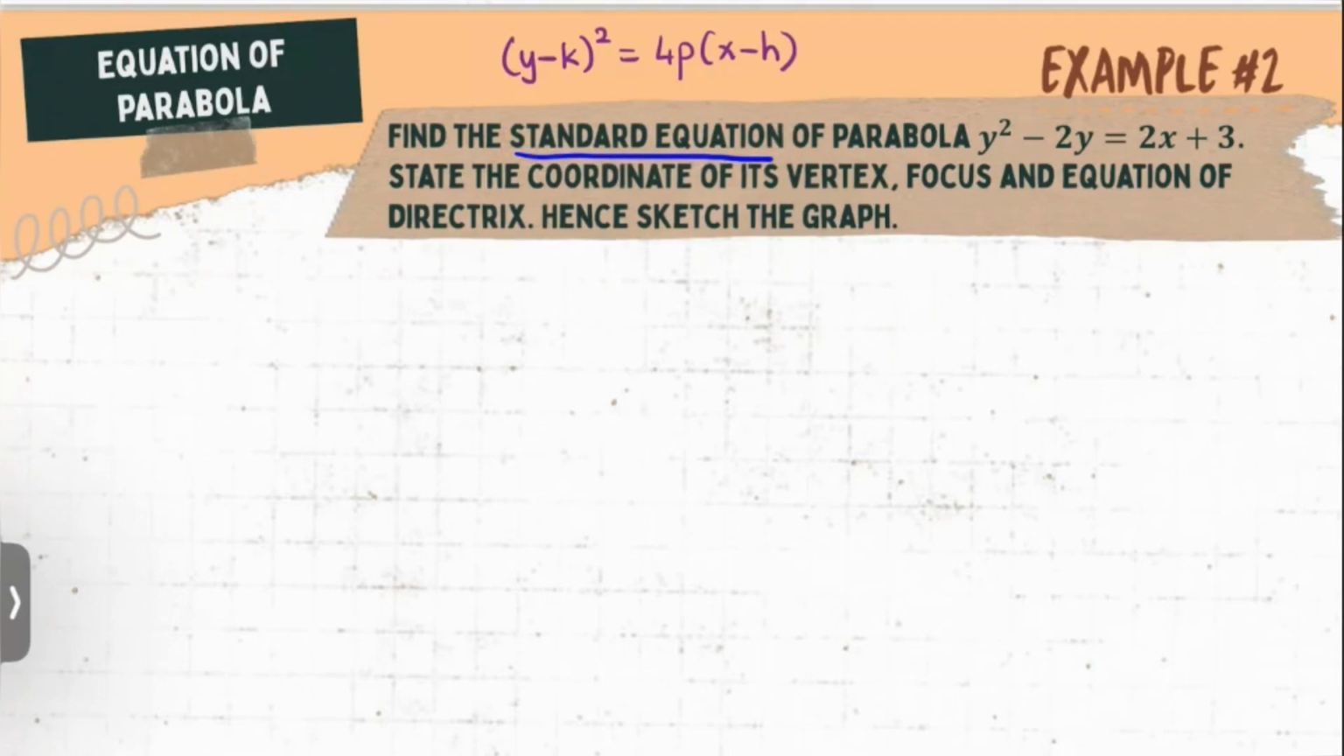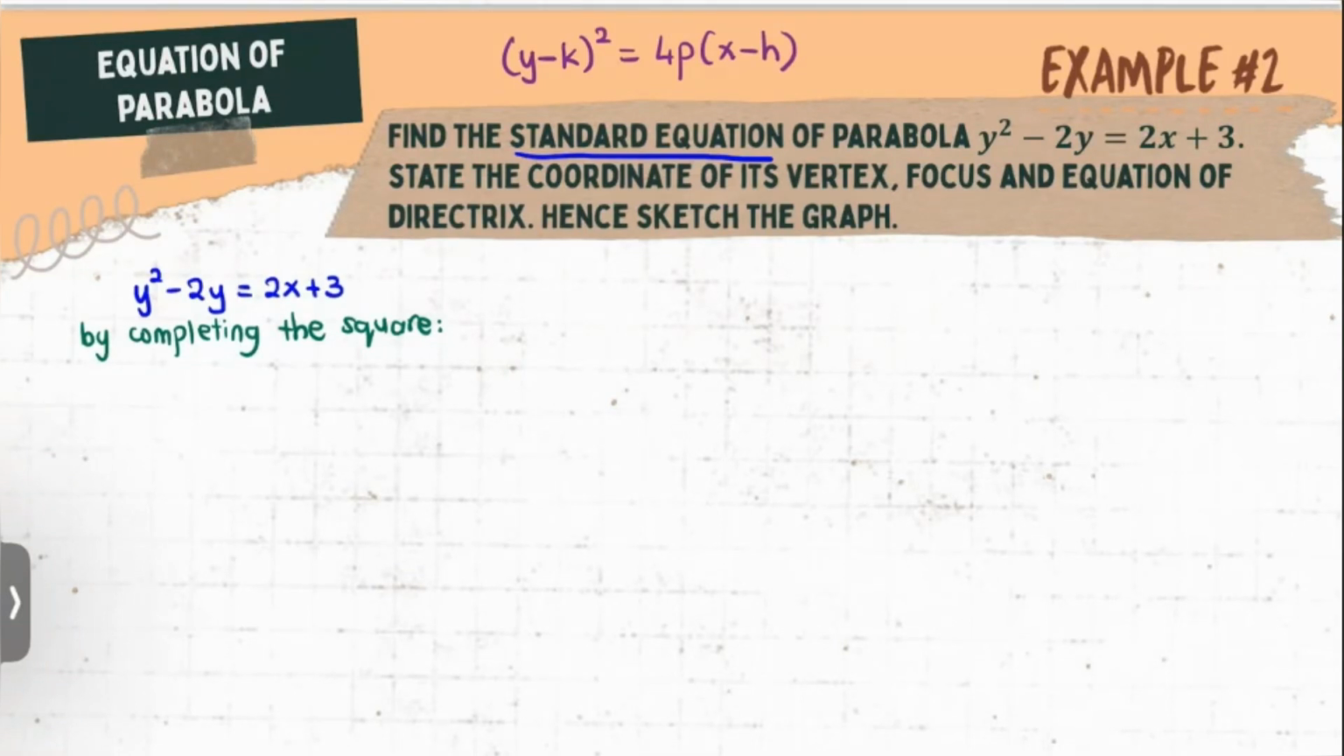So, daripada soalan y squared tolak 2y sama dengan 2x plus 3. Macam mana saya nak dapatkan this form? So, I am going to complete the square. Okay. Ini saya akan gunakan completing the square. Sekejap, saya tulis kat sini. So, by completing the square, saya gunakan method yang laju untuk completing the square ni. So, tengok macam mana saya buat.